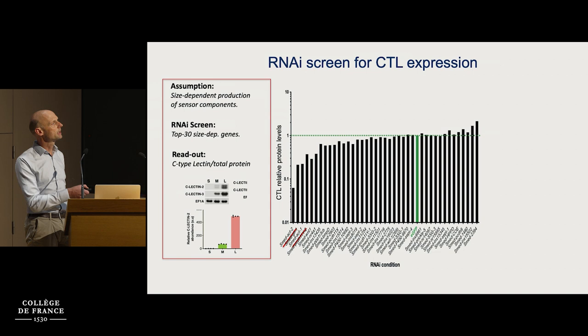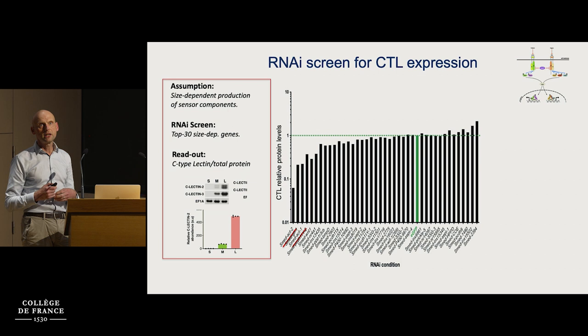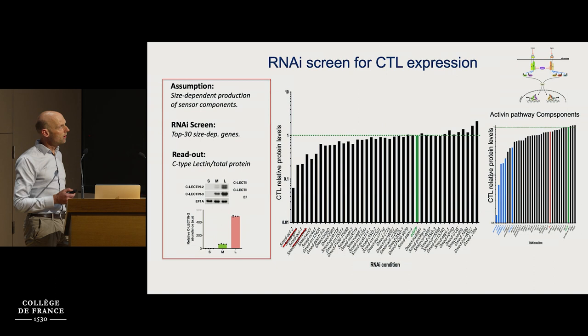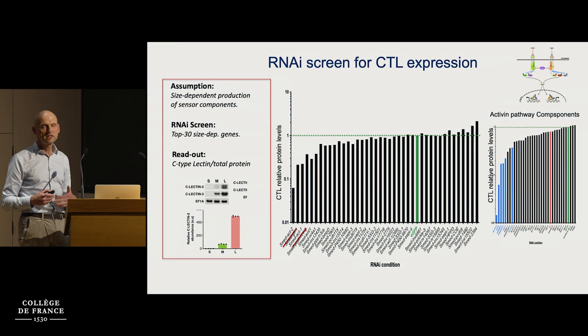Importantly, activin signaling pathway, many of you will know it as simply a family branch of the highly conserved TGF-beta family of signals. Now, importantly, when we systematically check all components of the activin signaling pathway, we find that all of them invariably downregulate the signal, whereas other TGF-beta family members do not. So this seems to be really a specific effect of activin.